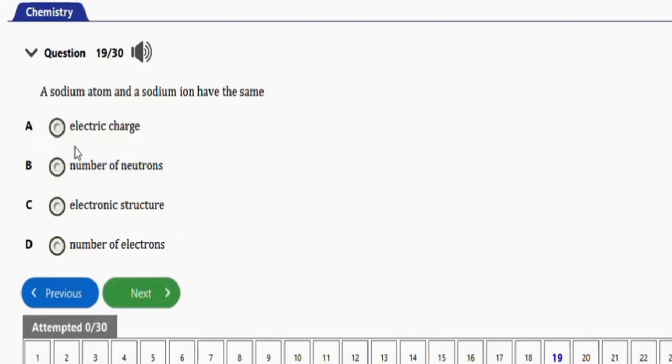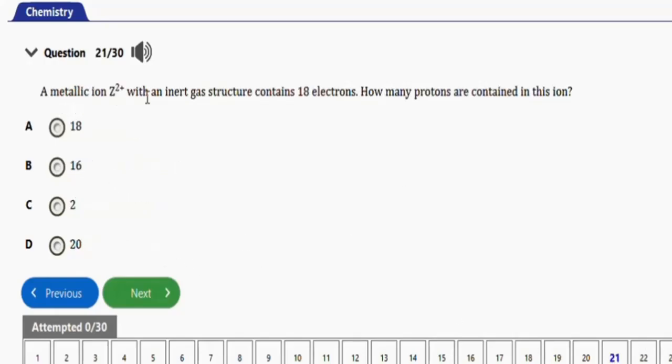They have the same number of neutrons. Okay, next question will be this one. It says a metallic ion, so this zinc ion with an inert gas structure, contains 18 electrons. How many protons are contained in this ion? Okay, since it's having 18 electrons, the number of protons will still be 18.